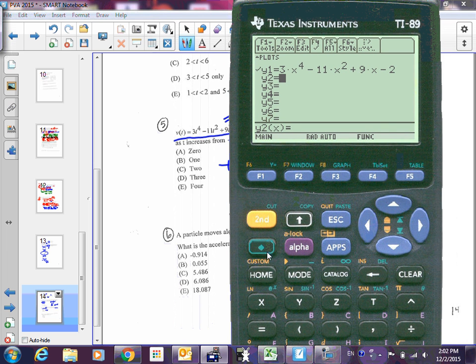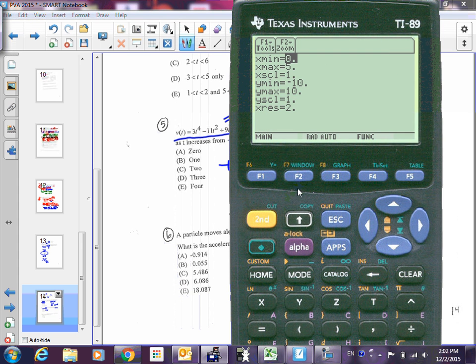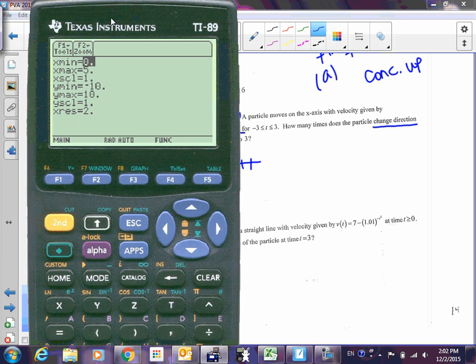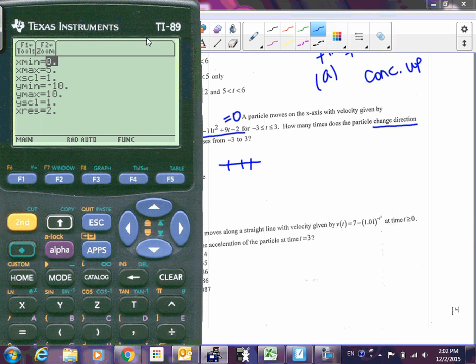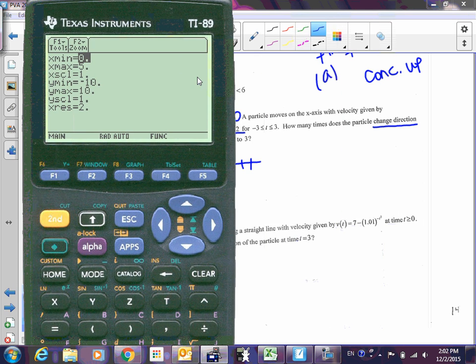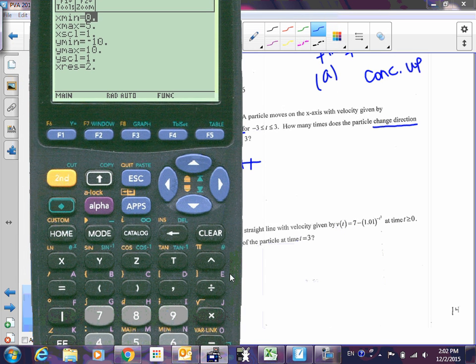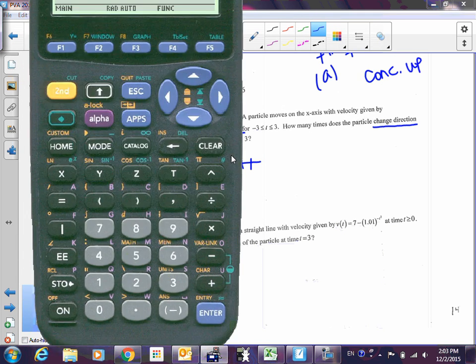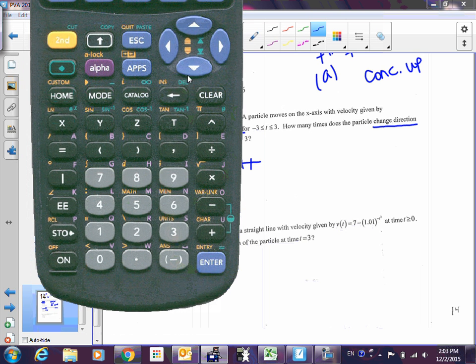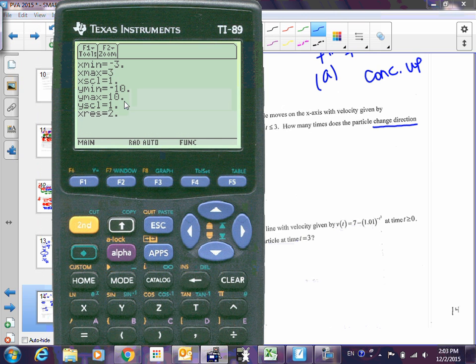And when I go to my window, I want to be restricted to only see what they want me to see. So what should my x min and x max be on this problem? Yeah, -3 to 3. No, not that one. Back that up. -3 to 3. And again, the y's, I just need it to be standard. I can always change that if I need to. So once you have that, go ahead and graph.